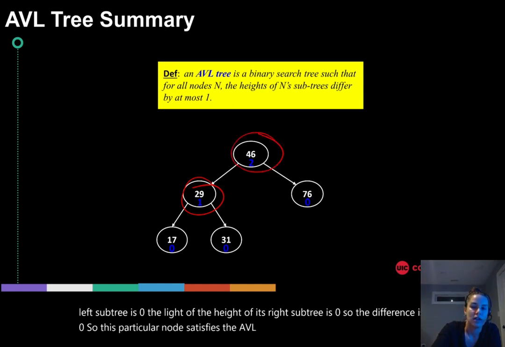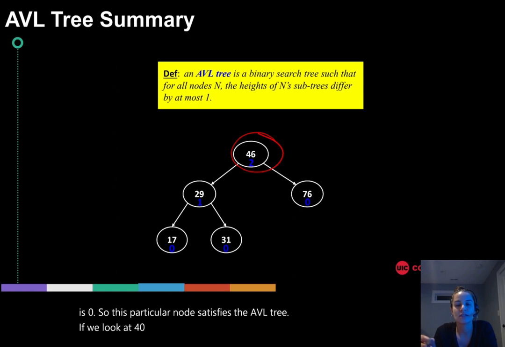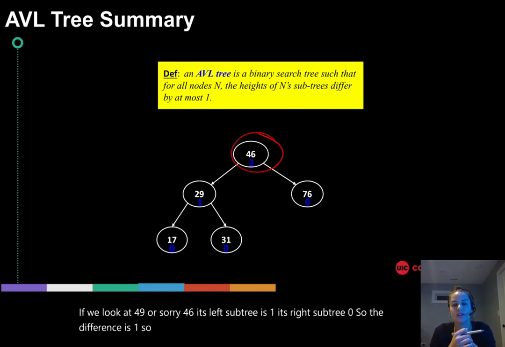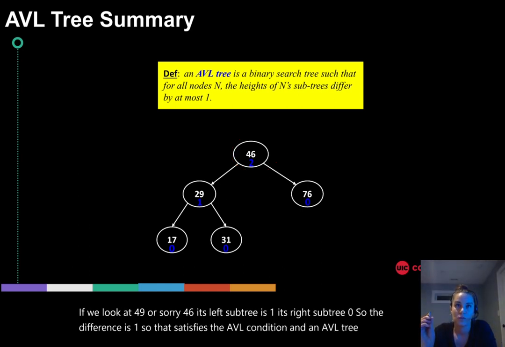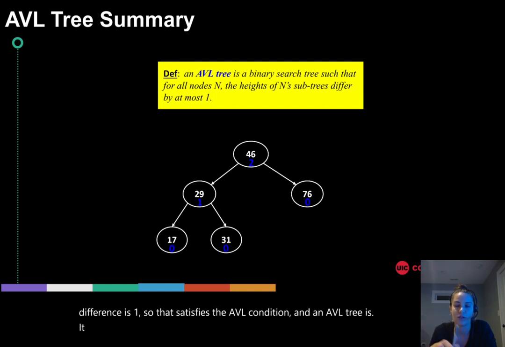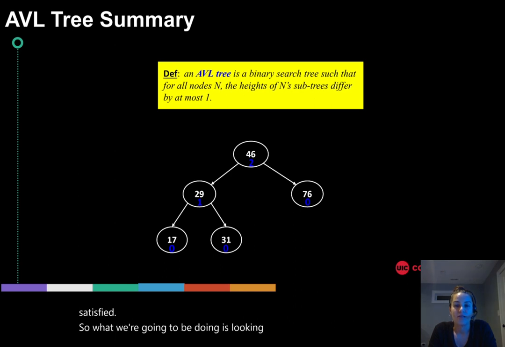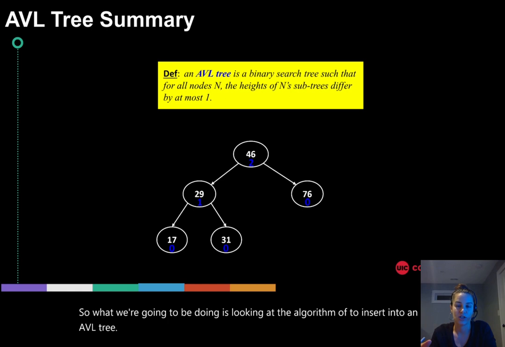If we look at 46, its left subtree is 1, its right subtree is 0, so the difference is 1, so that satisfies the AVL condition. And a tree is an AVL tree when all of the nodes in the tree have that condition satisfied. So what we're going to be doing is looking at the algorithm of how to insert into an AVL tree and maintain that condition, basically.